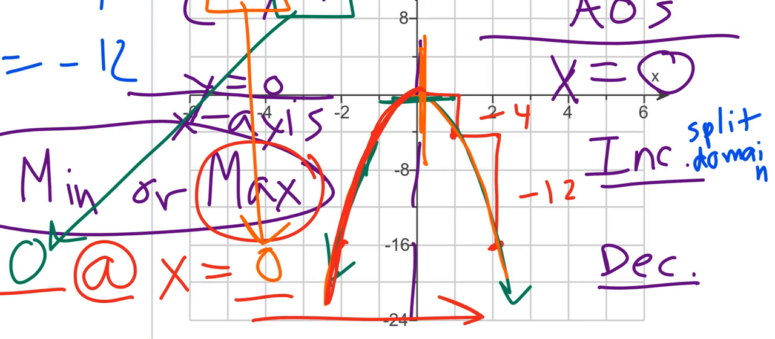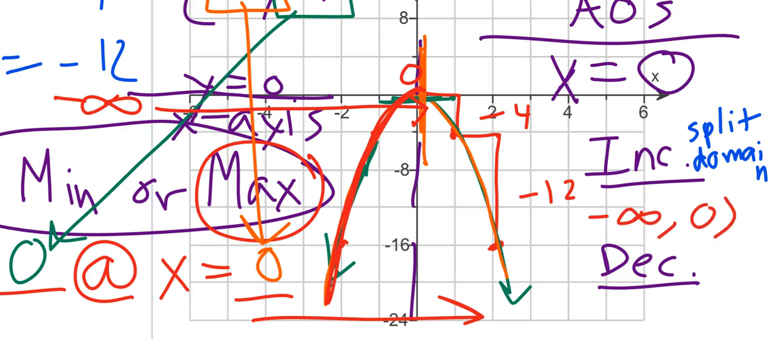You're going up the hill, right? So, for those of you that are describing this, what is way over here on the left side of the graph? Isn't that negative infinity? And so from negative infinity all the way to 0, we are increasing.